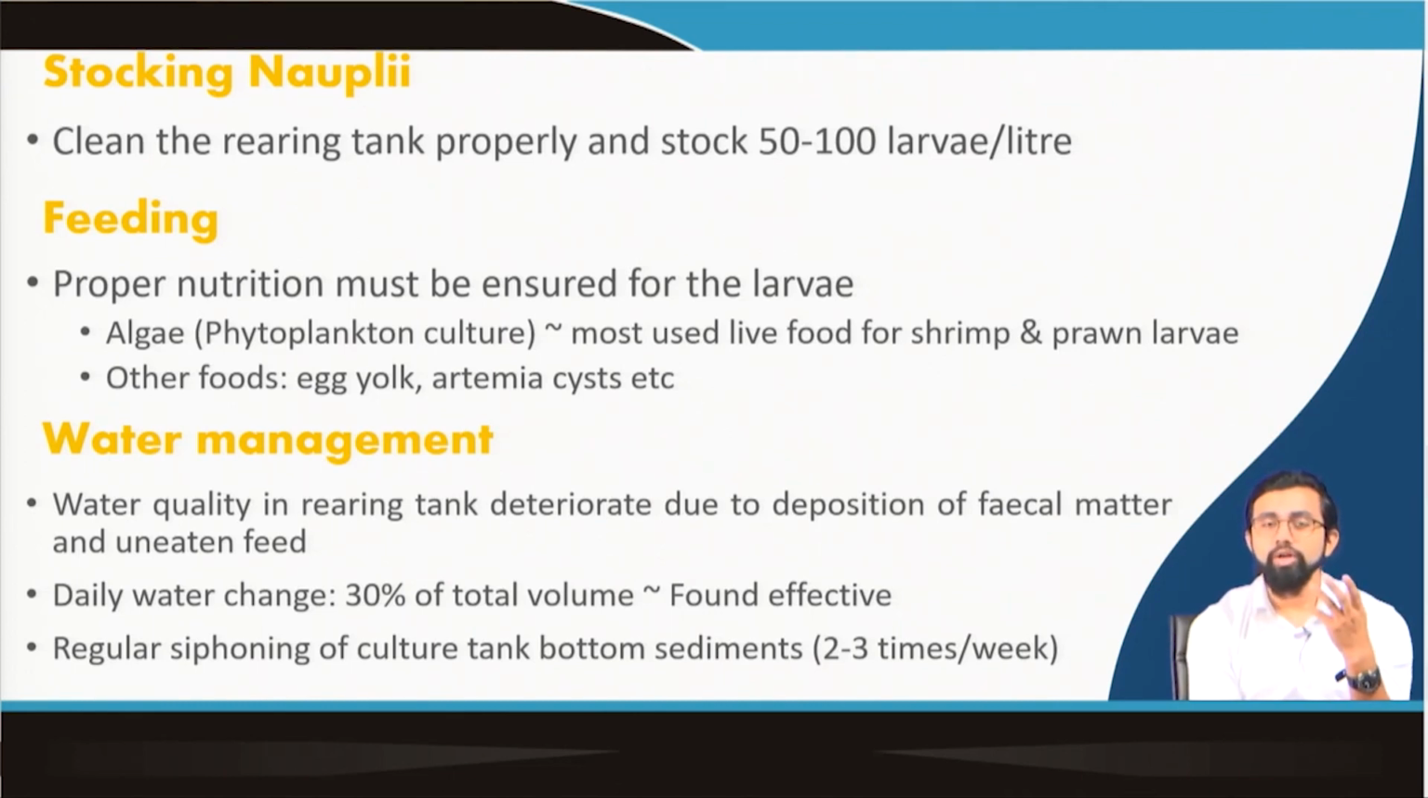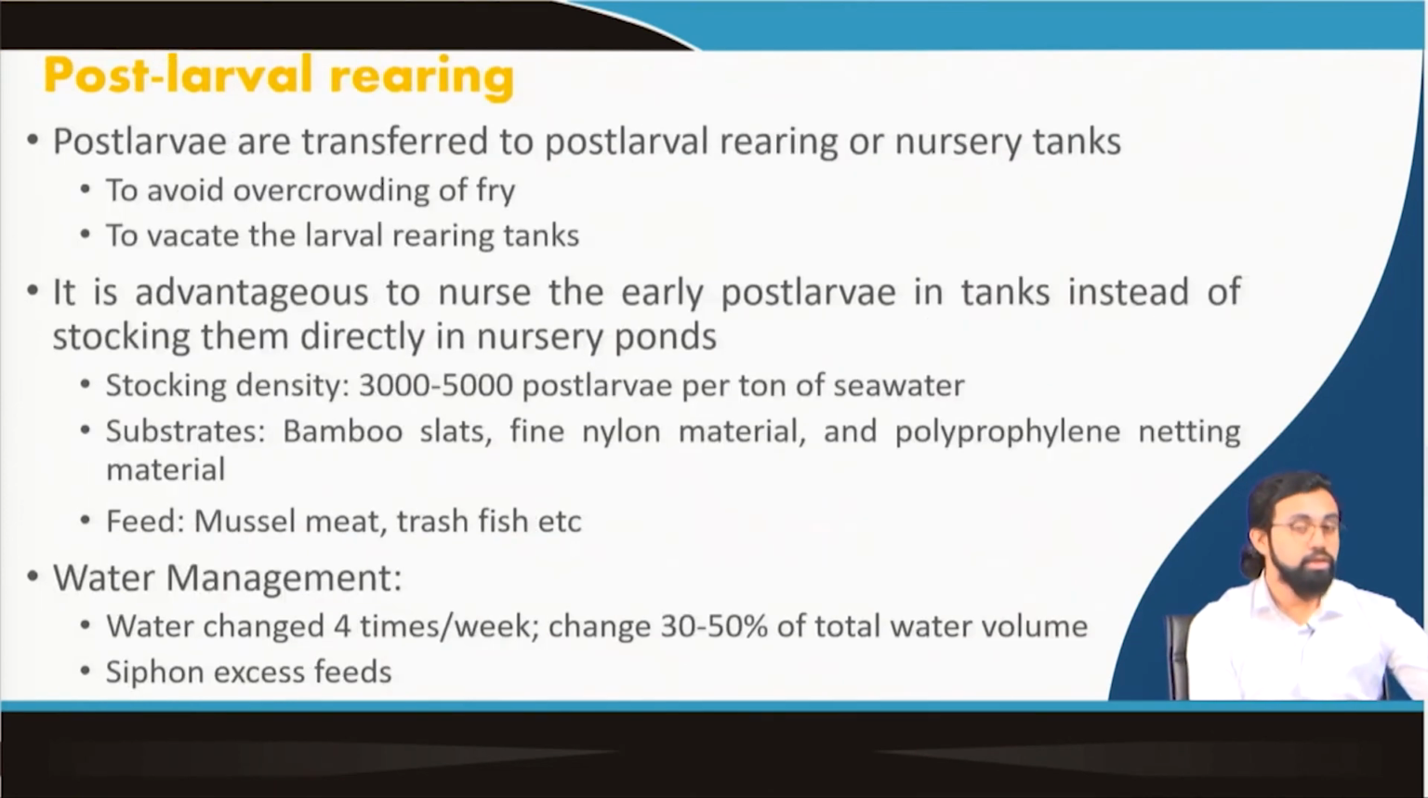So how to get rid of it? Again, I'm telling you again and again, the best thing is recirculating aquaculture systems. You design a treatment unit, treat the water, and return it back to the system again. It's an in situ solution, where you have the solutions ready. You don't have to go outside and think about procedures and troubleshooting measures. Regular siphoning of the culture tank bottom sediment is very important, at least 2 to 3 times per week.